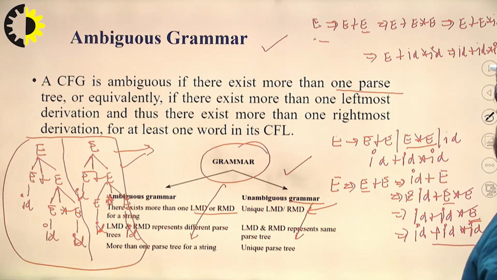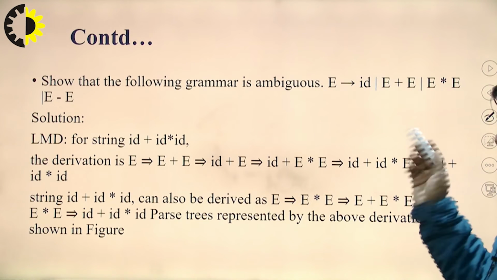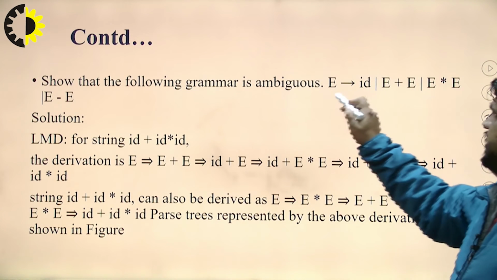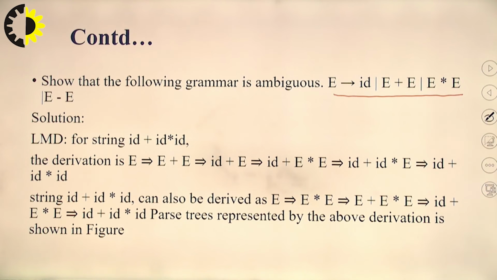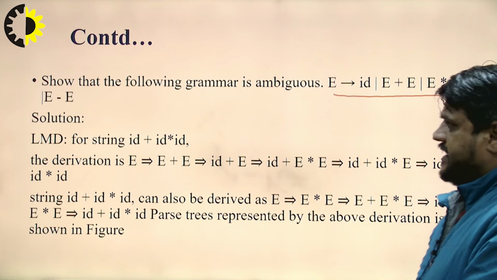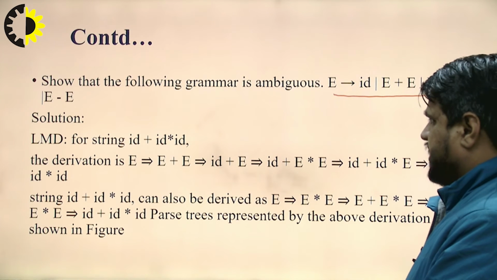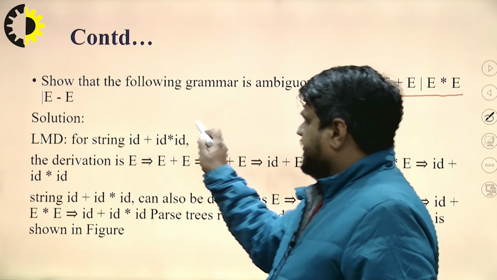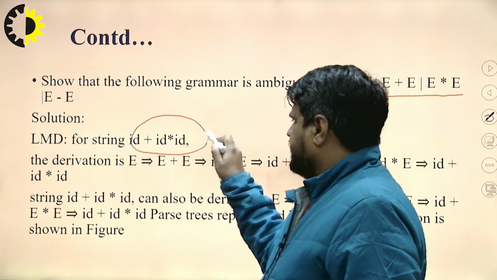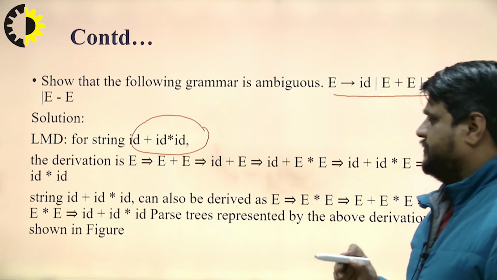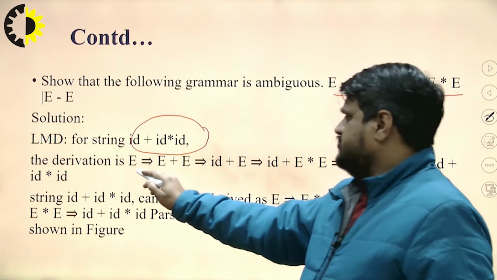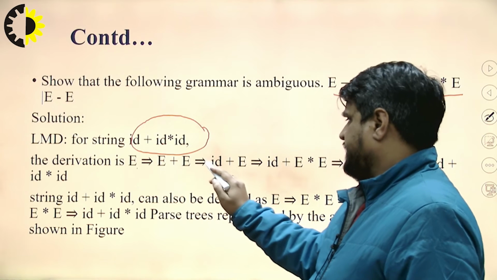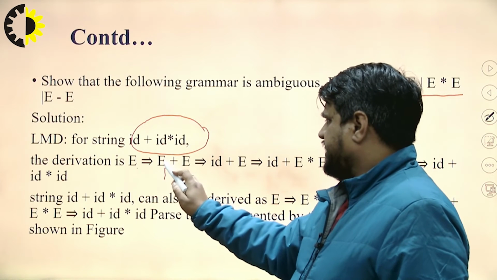So now I will explain it by an example. The example is given here. Let's think of a particular grammar: E tends to ID, oblique E plus E, oblique E multiply E, oblique E minus E. We want to generate this particular string, ID plus ID multiplied by ID, as in the previous derivation. So I will choose E derives E plus E. After that, this E gets replaced.